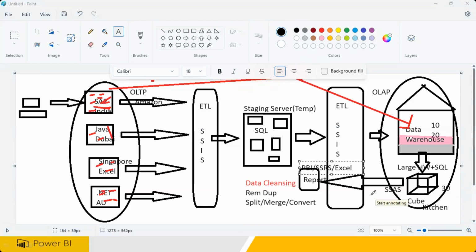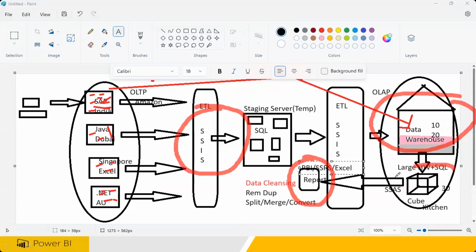So we are going to start Power BI from tomorrow. Anybody can learn Power BI. If you don't know anything, that is fine. But if you want to get into data engineering and the complete life cycle, ETL is also important. Data warehousing is also important. All these are important.